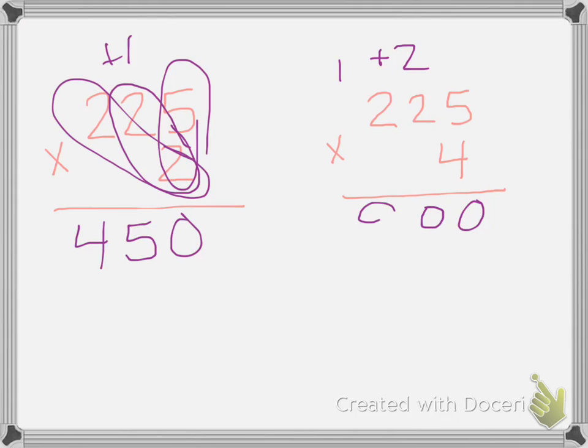Another way you could do it is if you know that 225 times 2 is 450, and 2 times 2 is 4, we could just double 450, which would equal 900 as well.